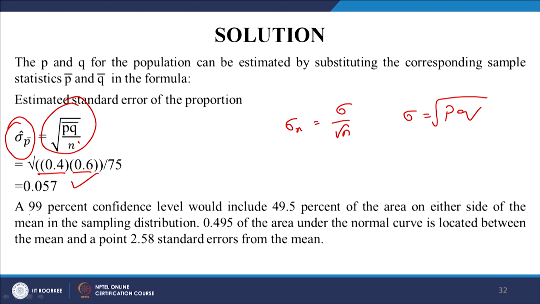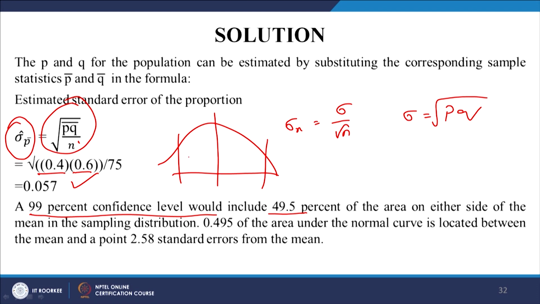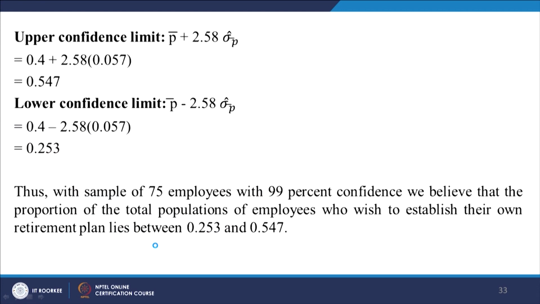Now, what is he asking? At a 99% confidence level, that means 99% has to be split up into two parts. So, 49.5 on either side, and for 49.5 the Z value is 2.58 standard error from the mean. So, let us see, how much is the upper confidence limit? You can also calculate at your own end. So, that is equal to proportion of success plus 2.58 into the standard error of proportion.